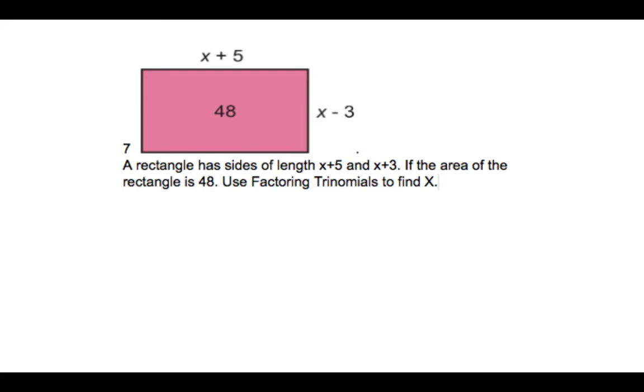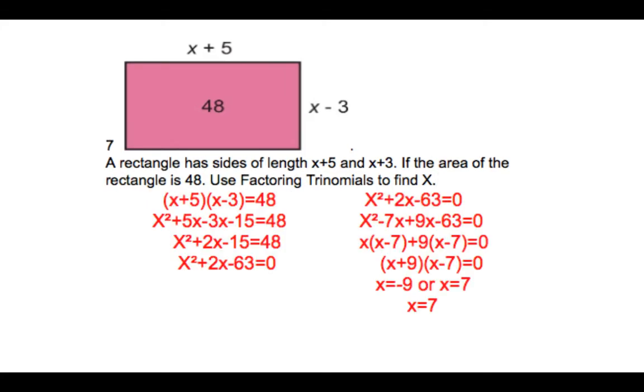Next is a rectangle where we know the area and the length and width. So the width is x plus 5, and the length is x minus 3, and the area is 48. So we're going to set x plus 5 times x minus 3 equal to 48, and then put it into a trinomial, which will be x squared plus 2x minus 15 equals 48. Subtract 48, and then we'll be left with x squared plus 2x minus 63 equals 0.